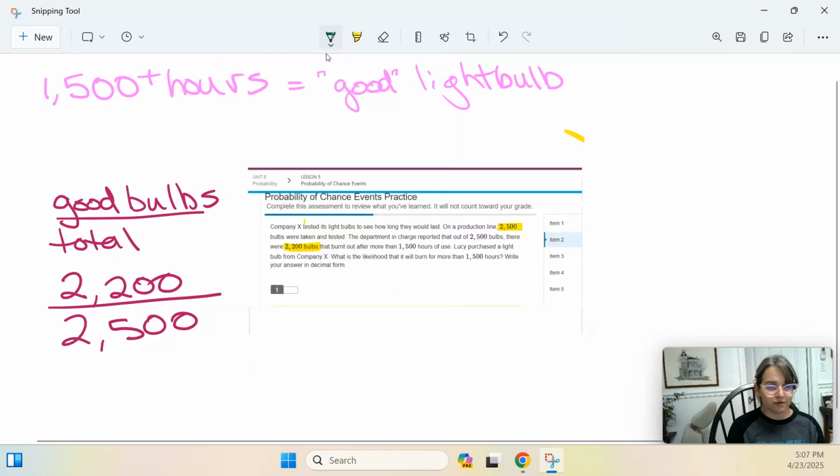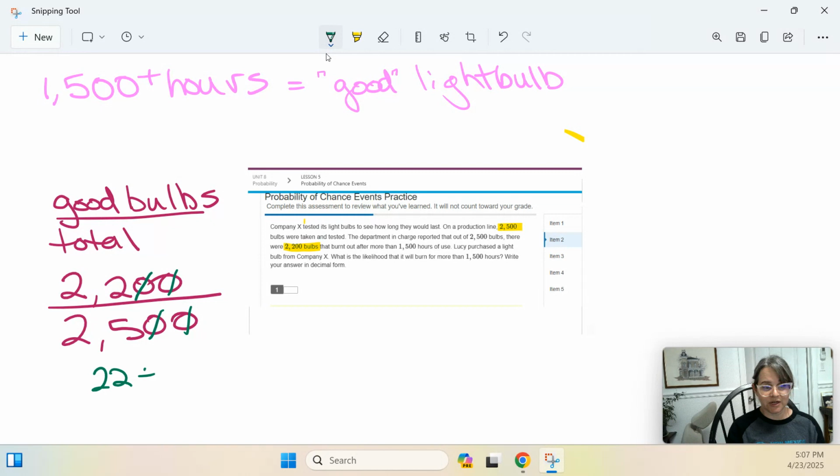And then here's a trick for simplifying fractions. If you divide by 10, it takes off a 0. So see, I just divided by 10. I'm going to do it again. And then in my calculator, I'm just going to do 22 divided by 25. Okay, and I did that earlier today. You can check me, but it is 0.88. So look here, it says answer in decimal form. So I'm done. That's all they wanted me to do in this problem.